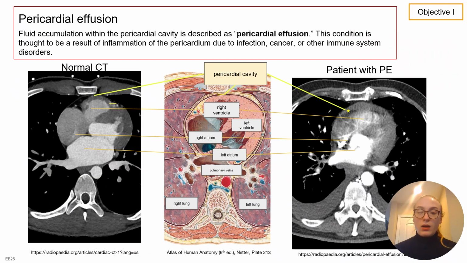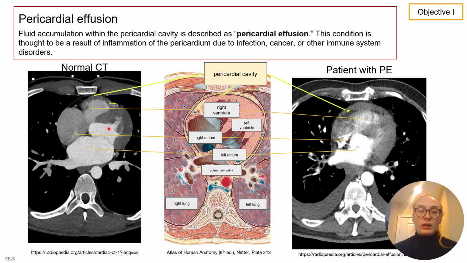So I mentioned that the pericardial cavity typically holds around 20 to 60 milliliters of serous fluid. In some cases, we can have fluid accumulation. That is when, between the serous and parietal layer, we could see fluid accumulate, whether this is due to inflammation, from cancer, infection, or other immune disorders.